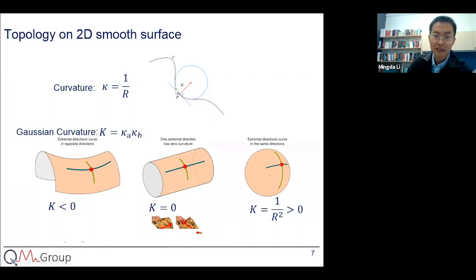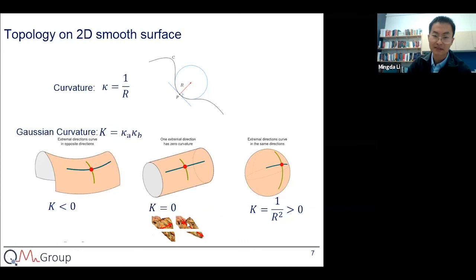Imagine there's a circle that is tangent in this local area, and curvature is just 1 over this circle's radius r. Imagine it's not a one-dimensional curve, but a two-dimensional surface. We can generalize the curvature to the so-called Gaussian curvature. For a cylinder, we have these two principal directions A and B, and the Gaussian curvature is just the product of the two. Because one direction is really flat, the Gaussian curvature is 0.